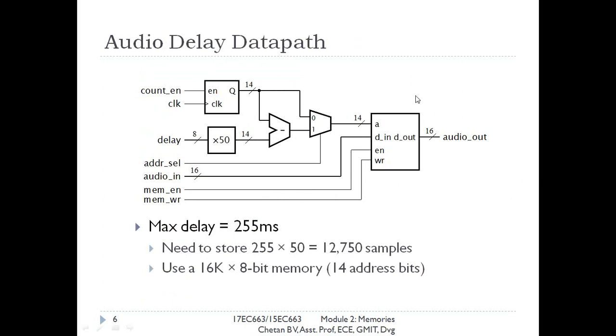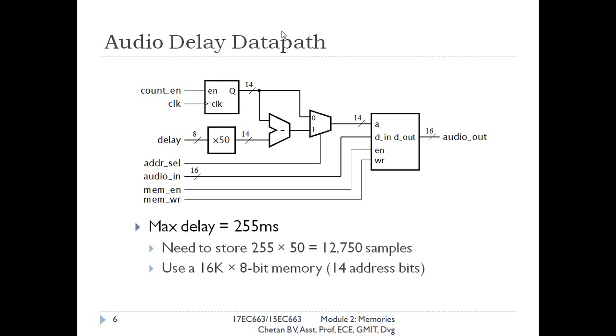So for this system we require a data path as well as a control section. As you know, the data path is a collection of registers and combinational components which perform the actual computation of the system, whereas the control section is an FSM. If you observe this data path, it consists of a counter. This is a 14-bit counter used for address generation.